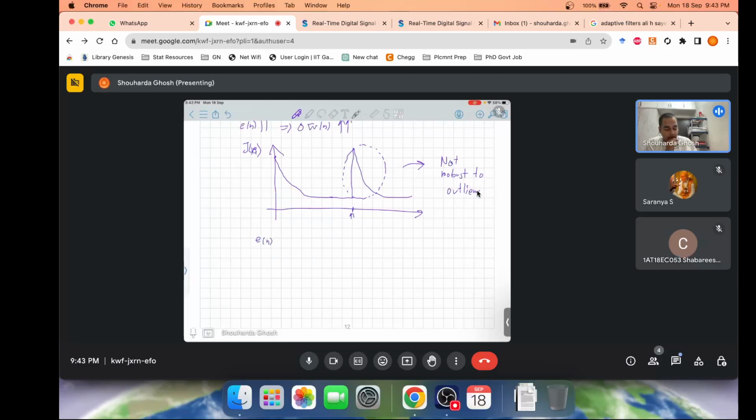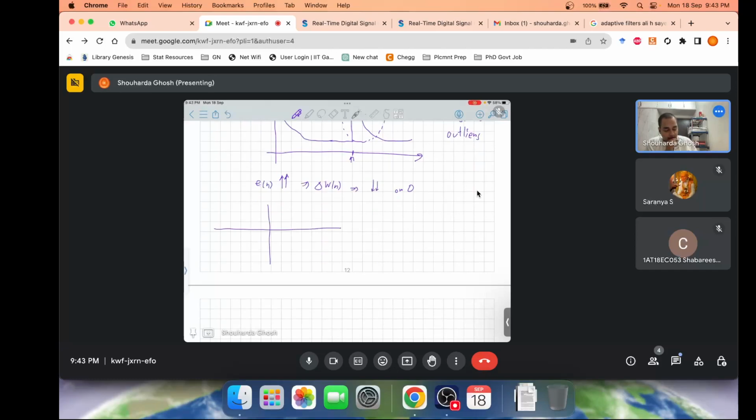So what should the algorithm do in such cases? When E(n) goes very high, delta W(n) should go down or to 0. So how will it look? For small values of E(n), it should behave like LMS, linearly proportional, otherwise our adaptation won't happen. But for very large values, either you go like this, or you behave like this. These sorts of algorithms, where delta W has this kind of behavior, are called robust adaptive algorithms.